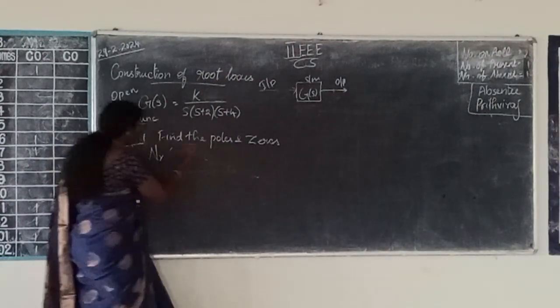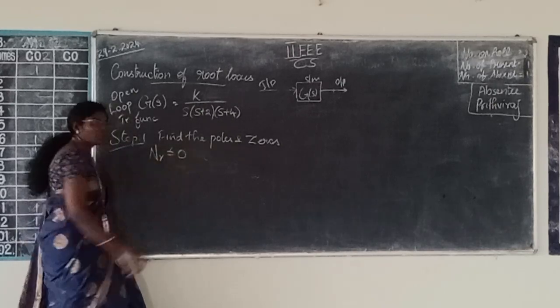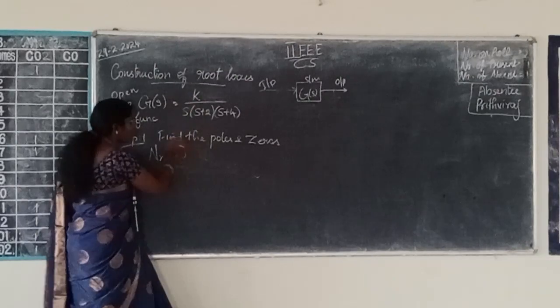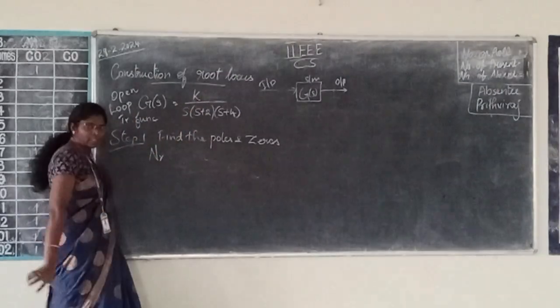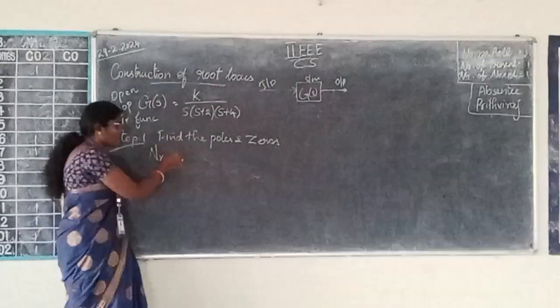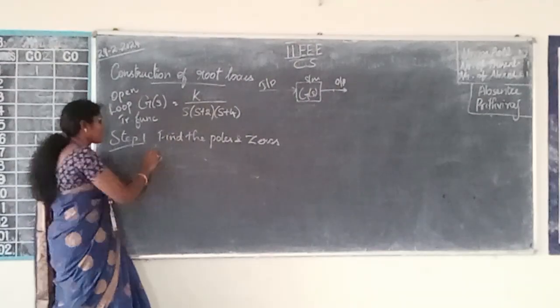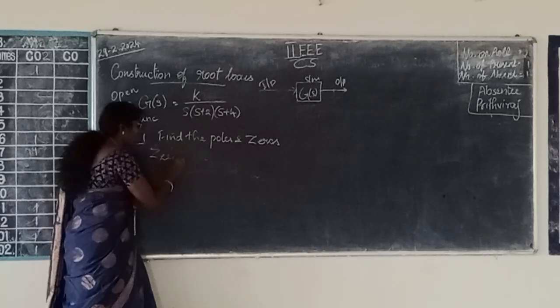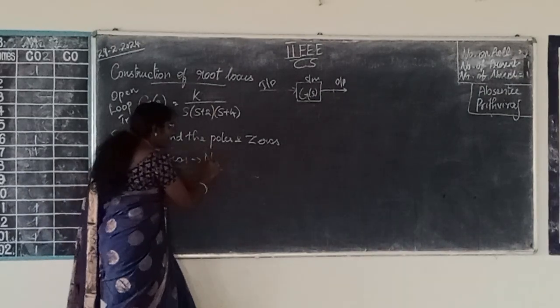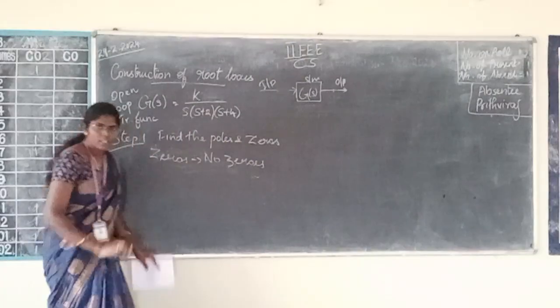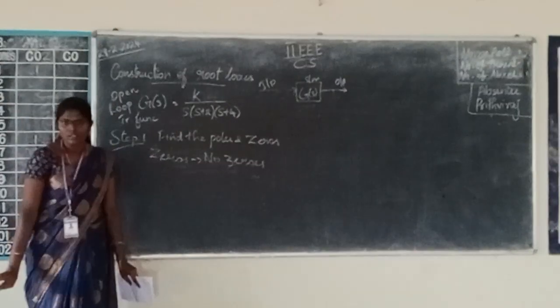We have to make the numerator equal to 0. Since there is no S in the numerator, we don't need to consider this condition. There is no S in the numerator, so there are no zeros.